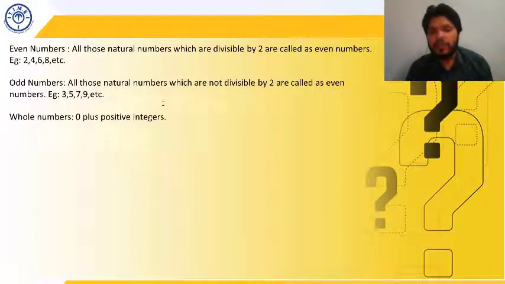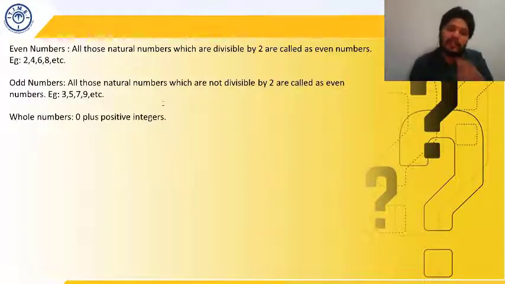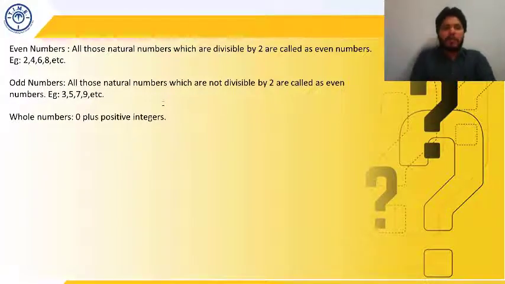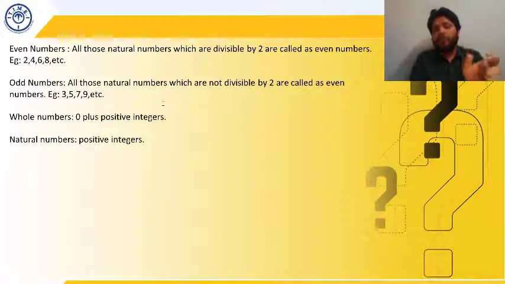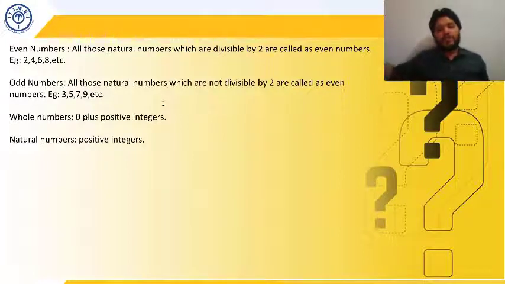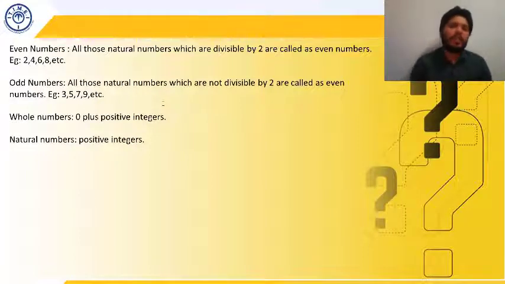So whole numbers are 0 and positive integers, or we can say except for negative integers, all integers are called whole numbers. 0, 1, 2, 3, 4, 5, 6, 7, 8, 9, 10, 11, 12, 13, 14 up till infinity. All of them are whole numbers. Next, what are natural numbers? Only positive integers. If we consider only positive integers, all those positive integers are called natural numbers. So natural numbers start from 1 and whole numbers start from 0. So 1, 2, 3, 4, 5, 6, 7, 8, 9, 10, 11, 12 up till infinity are called natural numbers. And if this counting starts from 0, then those numbers are called whole numbers.